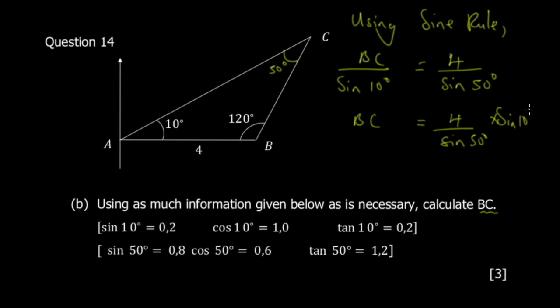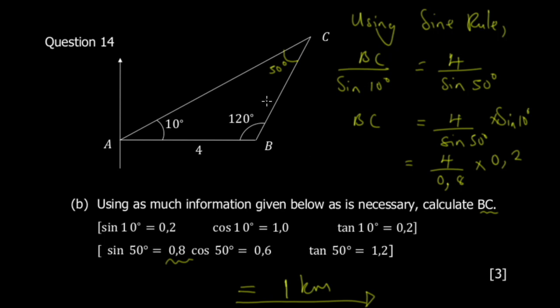So here what do you get? You get 4 by sine 50, which you're already given. Sine 50 is 0.8. Then multiply by sine 10, which you're already given. It's 0.2. So 4 by 0.2, you get 0.8. Divide by 0.8, then you get 1. So your answer is supposed to be 1 kilometer. I'm just writing here because we don't have any space.